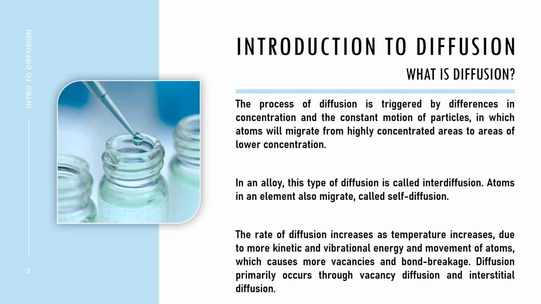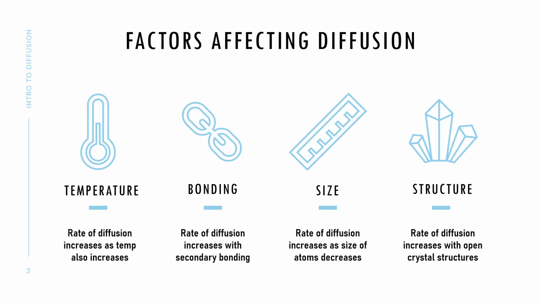Vacancy and interstitial diffusion are two models or mechanisms to represent this. Vacancy diffusion relies on the presence of a vacant adjacent site, as the name suggests. It also applies to substitutional impurity atoms. Interstitial diffusion involves smaller atoms that diffuse between other larger atoms and occurs at a more rapid rate than vacancy diffusion. There are several other factors besides temperature that influence the rate of diffusion.